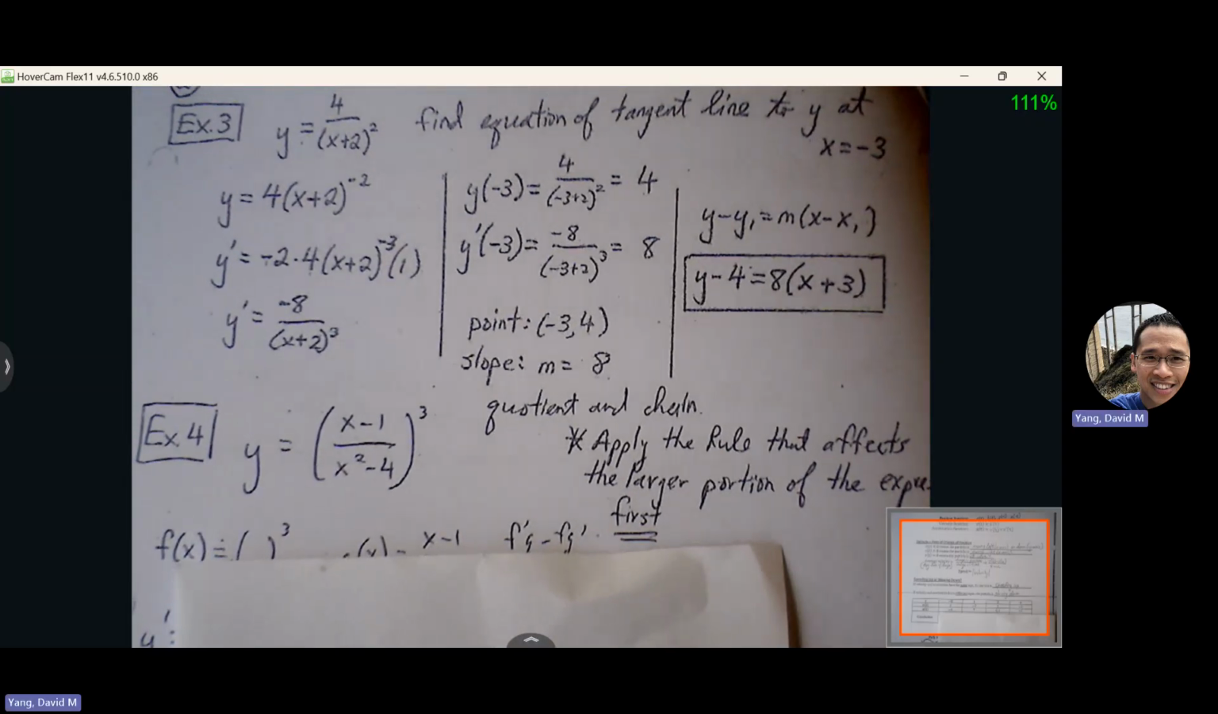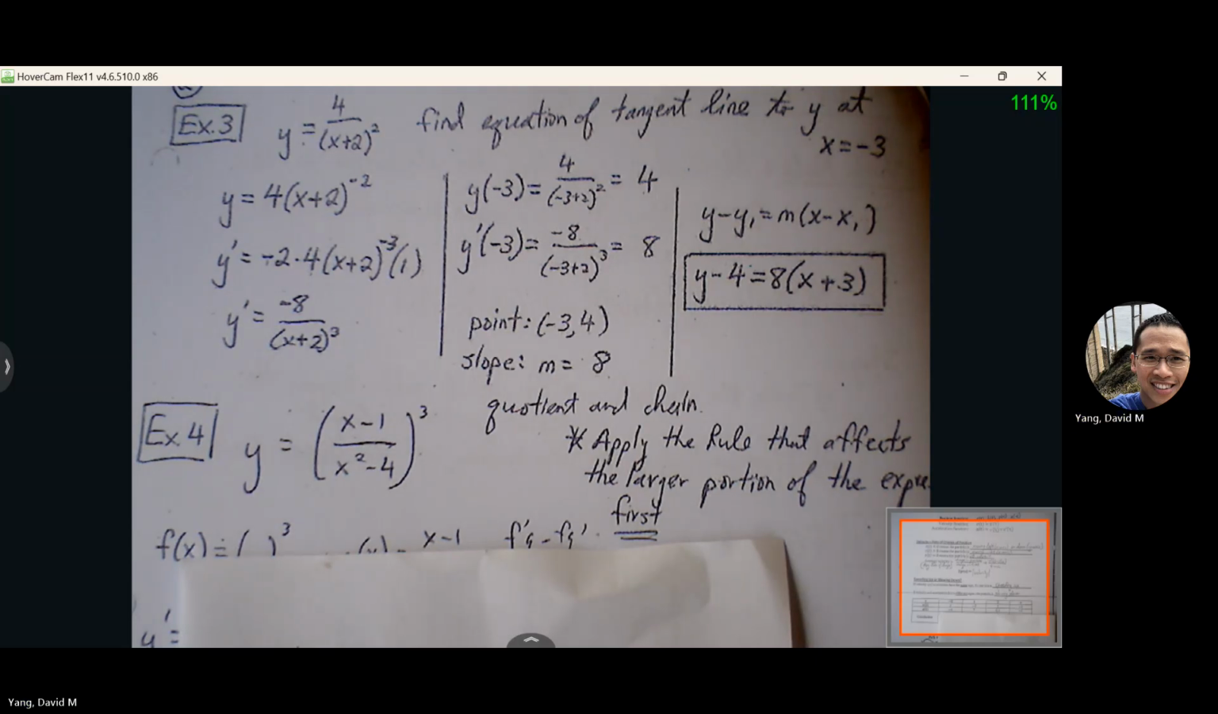Your order pair will be -3, -3, 4. Then y prime of -3, that's going to be where you're going to get your slope information. Slope ends up being 8. 2 negatives become positive, and then point slope form.